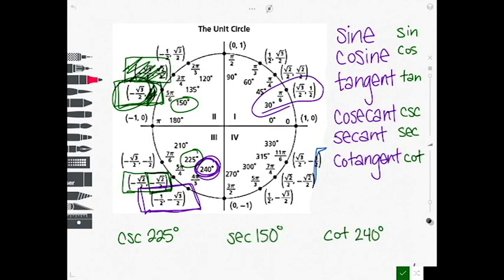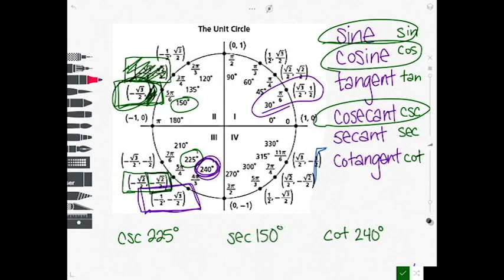All right, now, here's the deal. I wrote these in this order because sine is the reciprocal, or the flipped over version, of cosecant. And cosine is a flipped over version of secant. And tangent is a flipped over version of cotangent. All right, I'll show you how that works here.